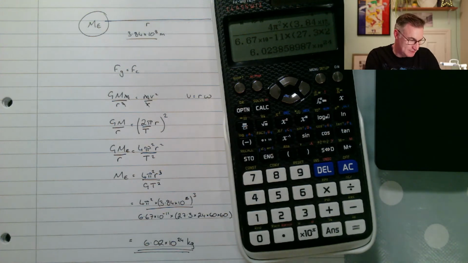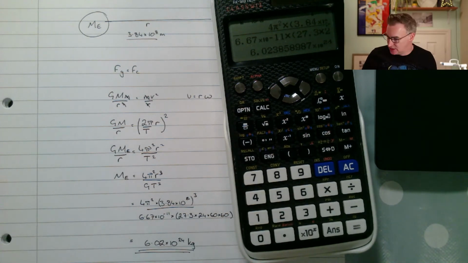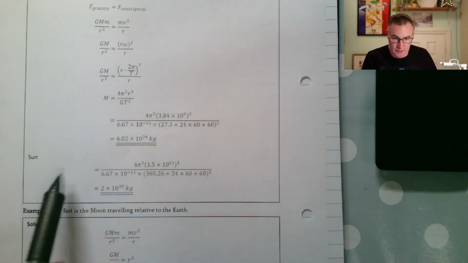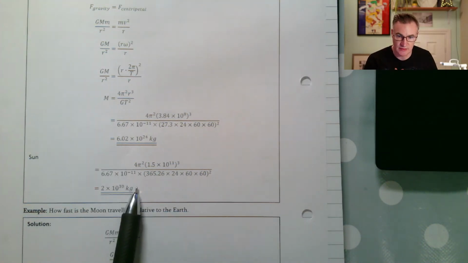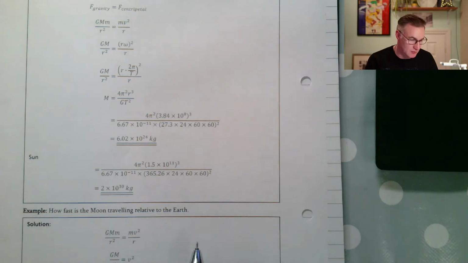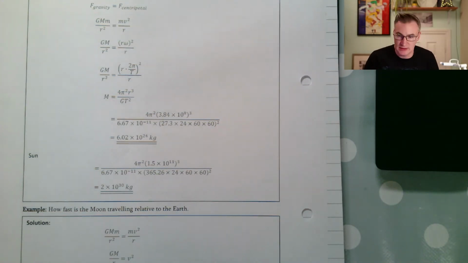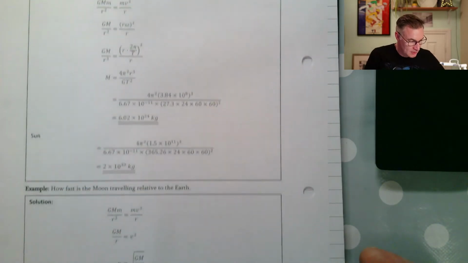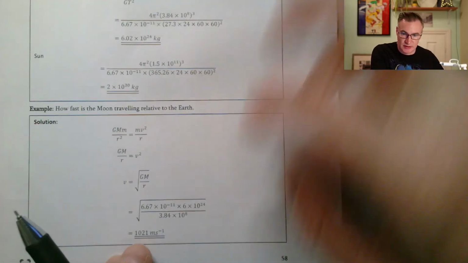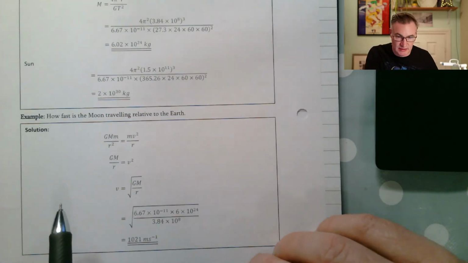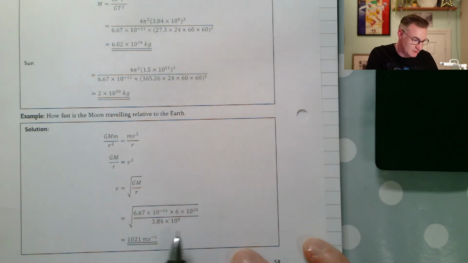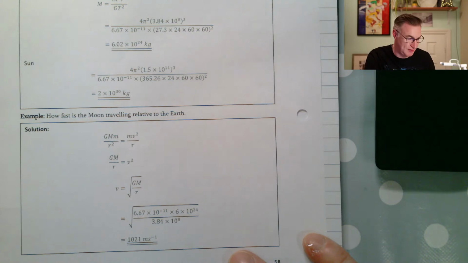And we could do this for the Sun. Indeed, there's a similar calculation in the course notes done with the Sun, where we get the mass of the Sun by using the distance between the Sun and the Earth, and the period of orbit is 1 year. There's another wee example there, going back to the first equation that we derived for the velocity of a satellite. How fast is the Moon travelling relative to the Earth? We get 1021 meters per second.